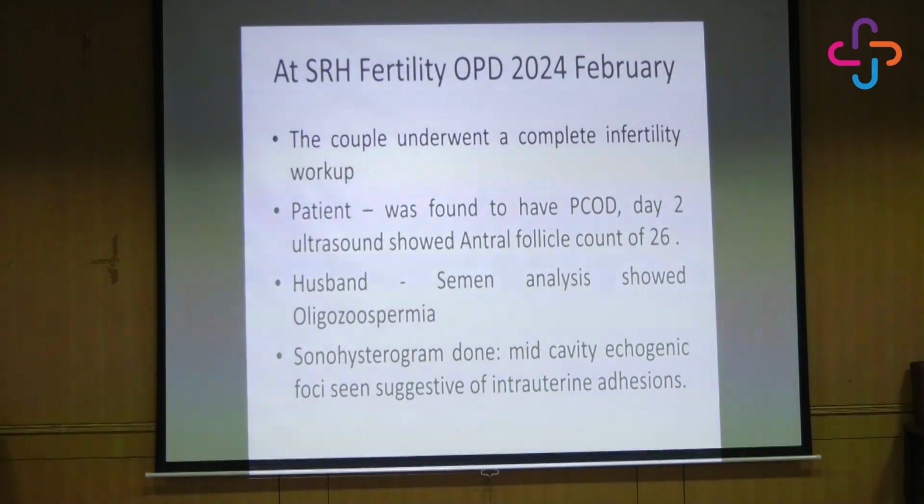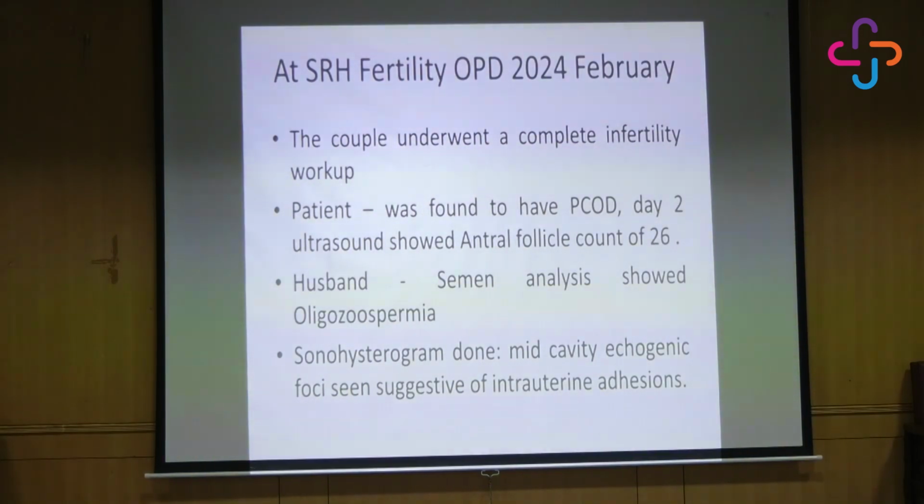So she ended up with us in February 2024, and when they came in, they underwent a complete infertility workup. Here the patient was found to have PCOD. Her day 2 ultrasound showed an antral follicle count of 26, and the husband's semen analysis showed oligozoospermia. A sonohysterogram showed a mid-cavity echogenic focus, more suggestive of intrauterine adhesions.